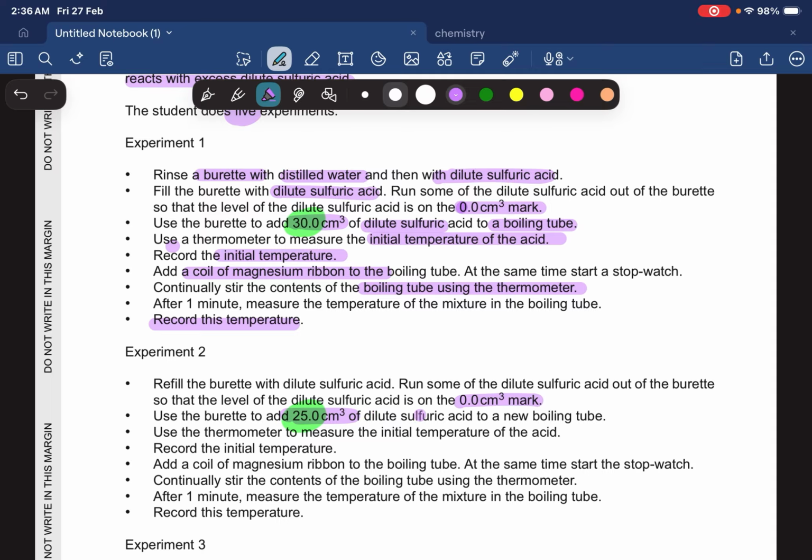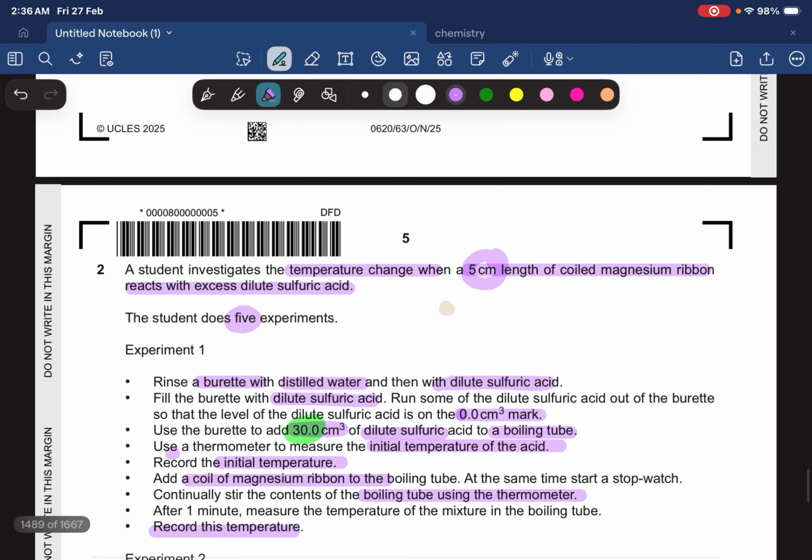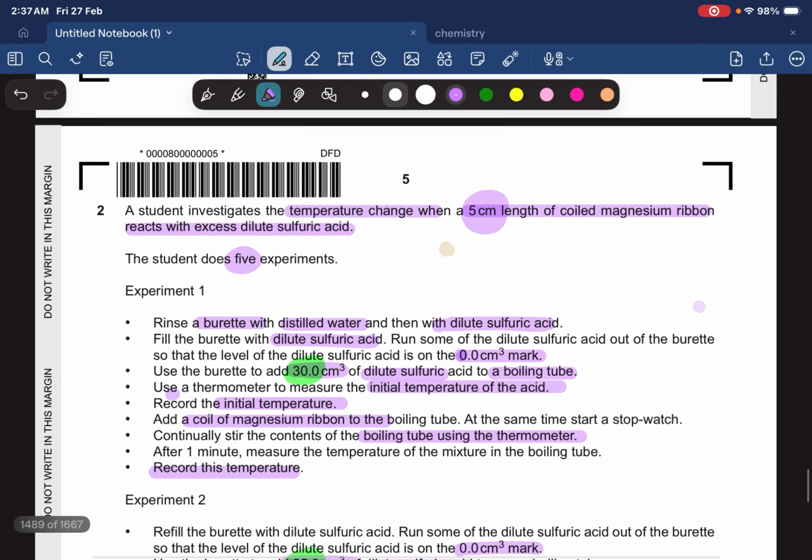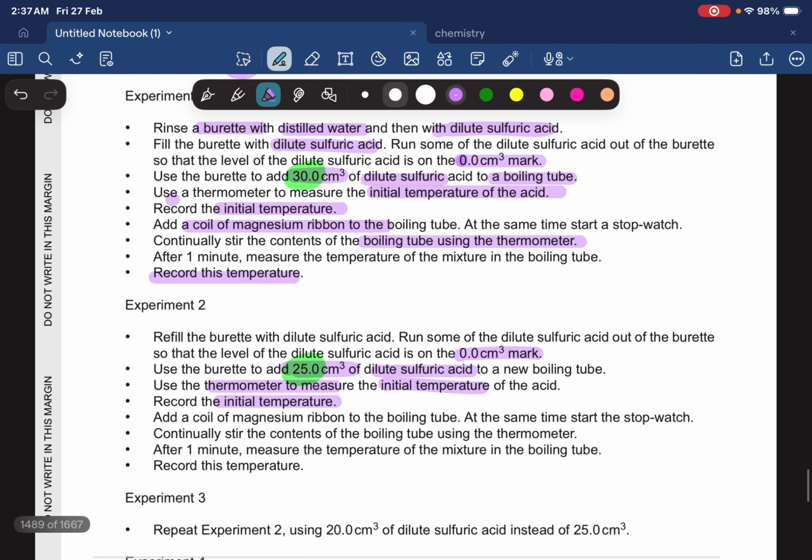We are adding 25 cm³ of dilute sulfuric acid to a new boiling tube. Use the thermometer to measure the initial temperature and then record the initial temperature. Add a coil of magnesium to the boiling tube. At the same time, start the stopwatch. So we're keeping the amount of magnesium constant, that's 5 cm, and then we're changing the amount of the acid. Continually stir the contents in the boiling tube using the thermometer. After 1 minute, measure the temperature of the mixture and record the temperature rise.